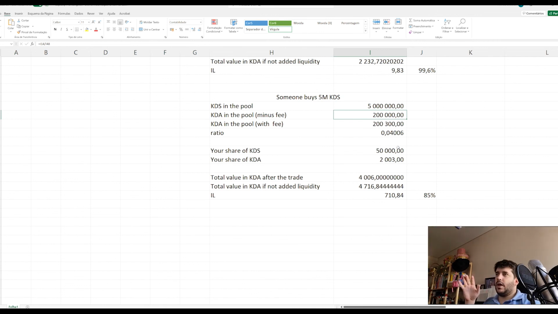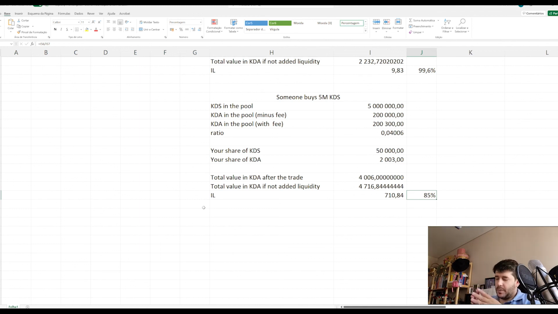Now, after the trade, this is what you get in KDS and KDA, and this is your value after the trade, and this is the value on the wallet that you did not provide liquidity with. And now you have an impermanent loss of 710 KDA, which is like 15%. So you lose 15% on your assets just by providing liquidity. And now the question I'm sure you're all asking right now is, why should I even provide liquidity in the first place if I'm always going to lose money?